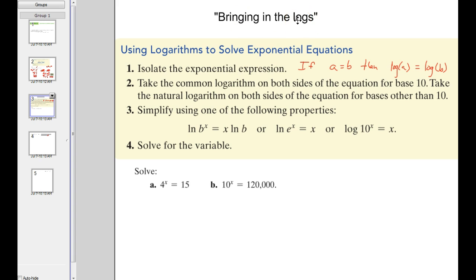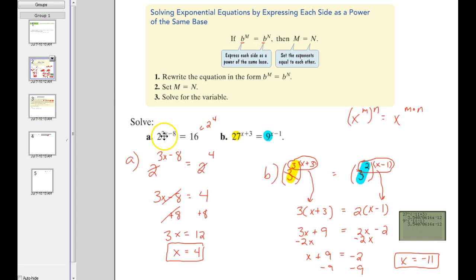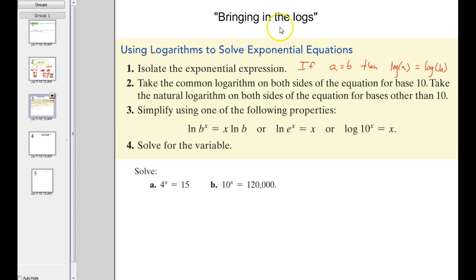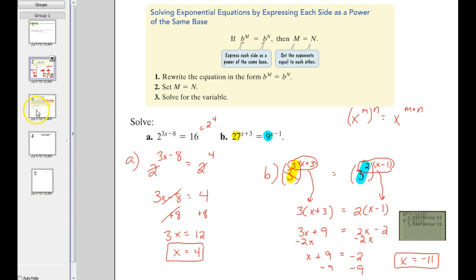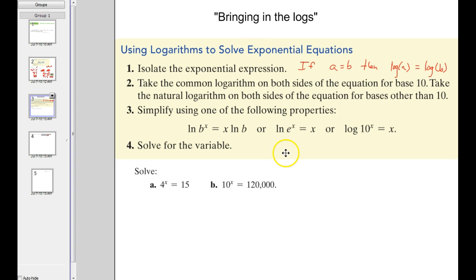Bringing in the logs is another completely fine method, but you use it if you can't change the base on both sides and get something easy. I mean, you can always change the base, that's the change of base property, right? But you can't change the base easily. Like this is not the power of the same base as this. These two aren't powers of the same base. Then you have this method, bringing in the logs, which will work on this as well. It would still work here. It's just if the bases can change easily, then change the base. If they can't, that's when you bring in the logs.